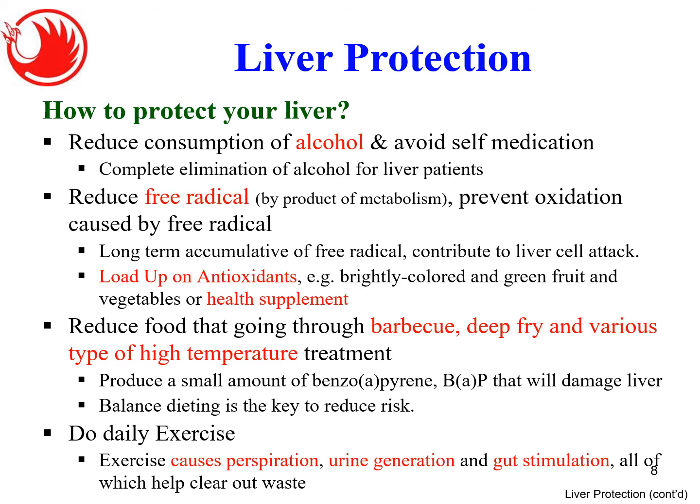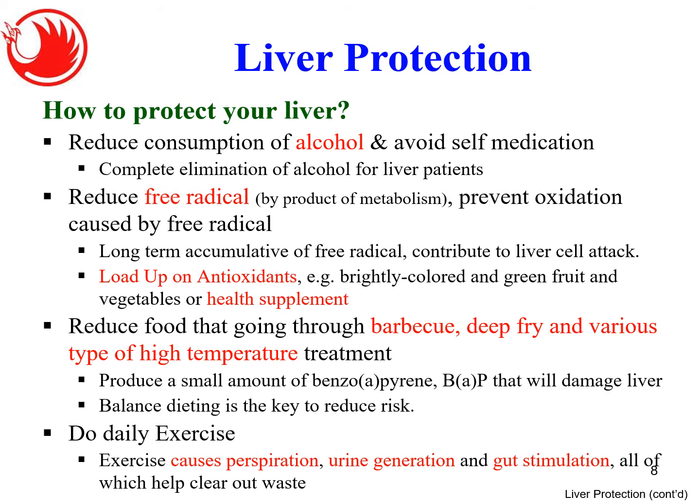Second is to reduce the free radical, so prevent oxidation caused by free radicals. Long-term accumulation of free radicals contributes to liver cell attack. Our body needs a balance of free radicals and antioxidants. A good source of antioxidants would be fruits and vegetables, such as brightly colored and green food. Examples are berries, cherries, prunes, broccoli, carrots, etc. Or alternatively, you can take health supplements.